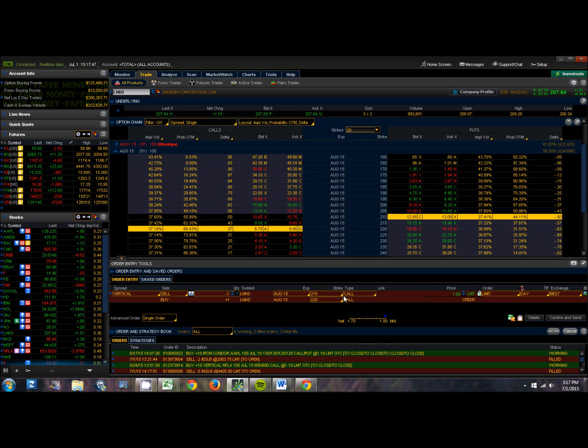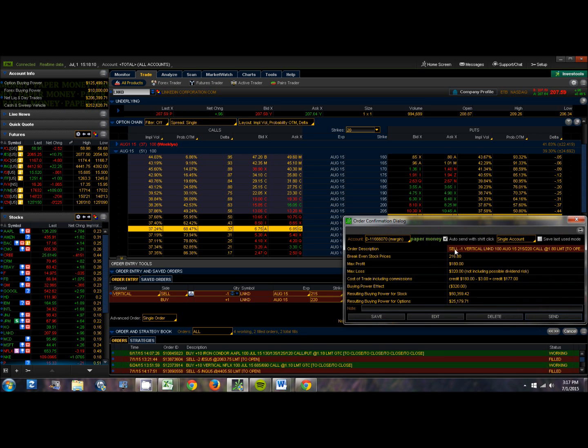And so what is this going to do? Again, I'm only collecting $1.80, but what is my maximum risk now? Remember, if I sell a naked call, my maximum risk is unlimited. But what is my maximum risk now? My maximum risk is the difference between the strikes minus my credit. So it's only $3.20.